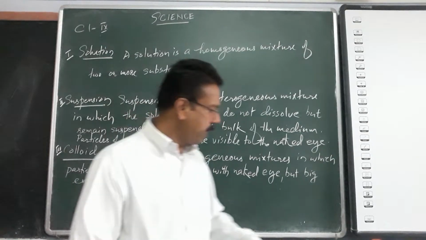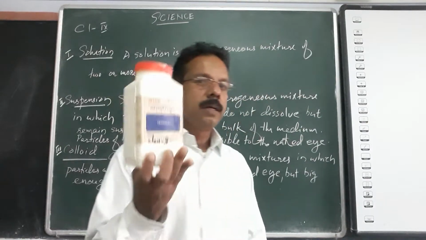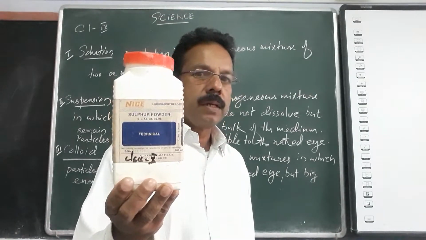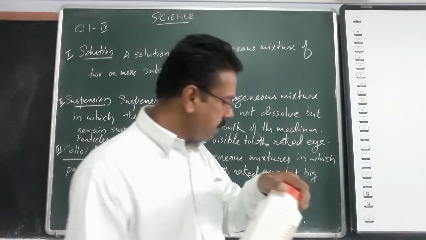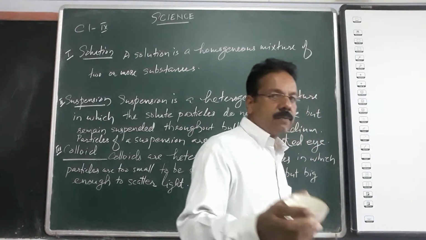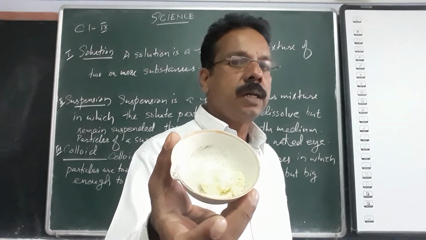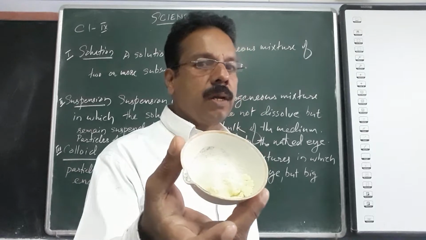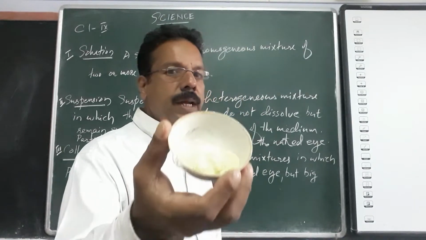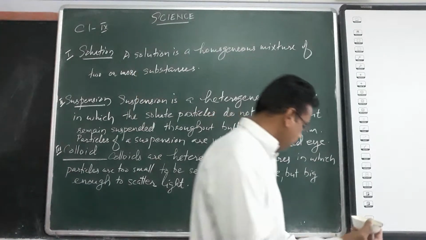Now I would like to take another material, that is sulfur powder. What is the color of sulfur powder? We can watch the sulfur powder. Is it a yellowish color? It is a yellow colored substance, sulfur powder.